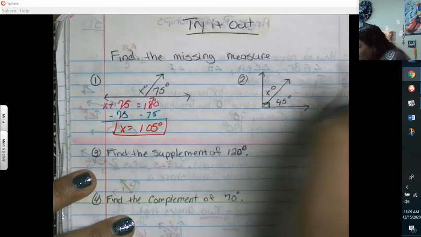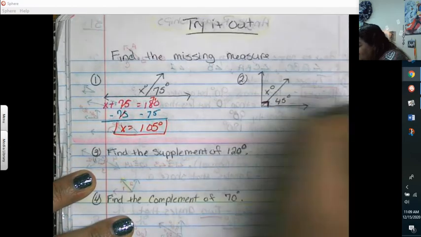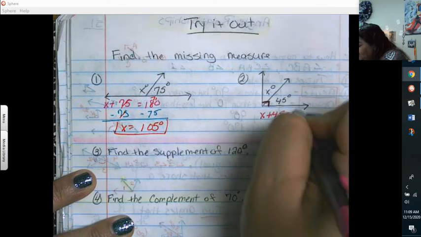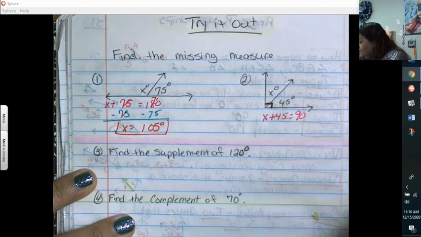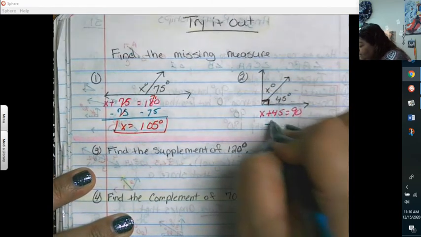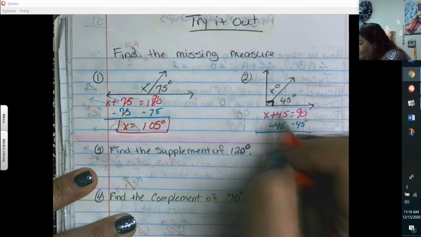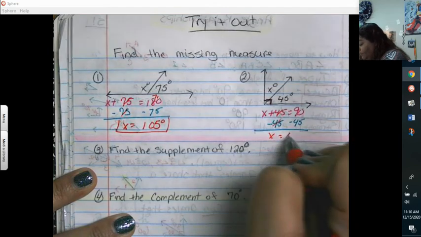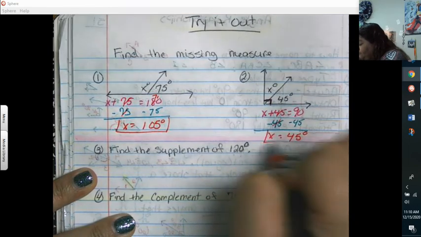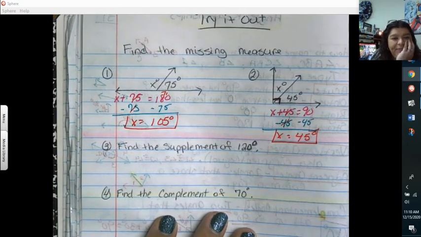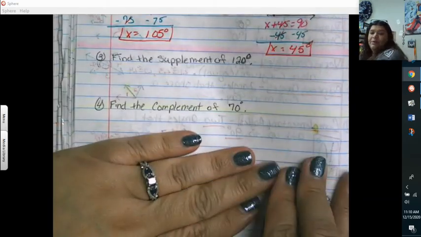Number 2, I see this beauty right here that tells me that if I add x and 45, I should get 90 degrees. So then you should have just subtracted 90 and 45, right? And when you subtracted 90 and 45, you should have just gotten 45 degrees. 45 degrees for number 2. How'd y'all do? Good. And if not, come to the Google Meet. And we'll get to the bonus in a little bit. Don't get the bonus yet.